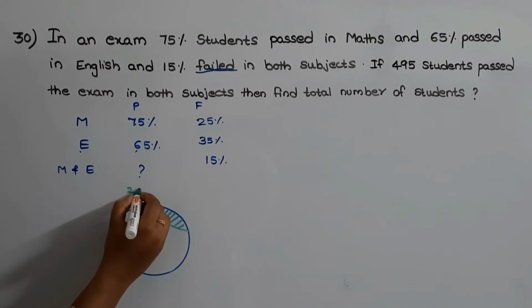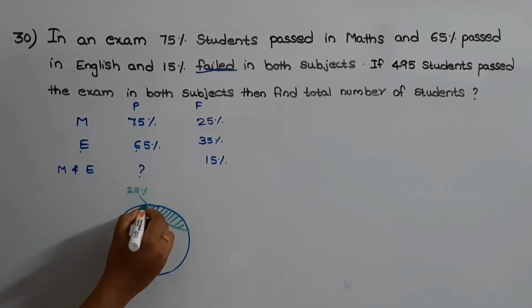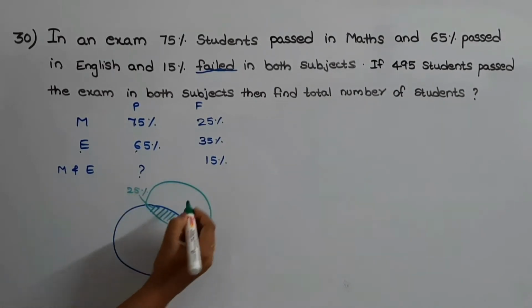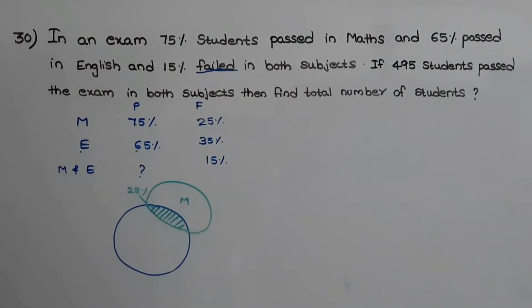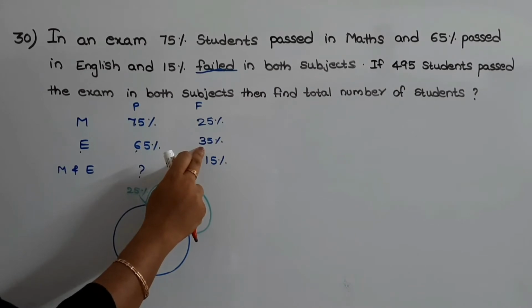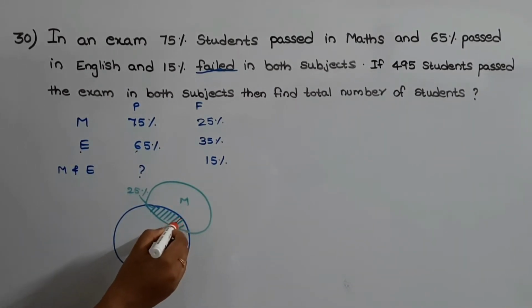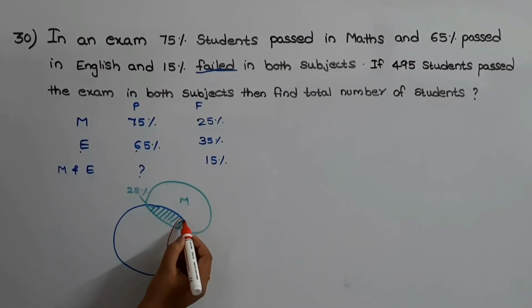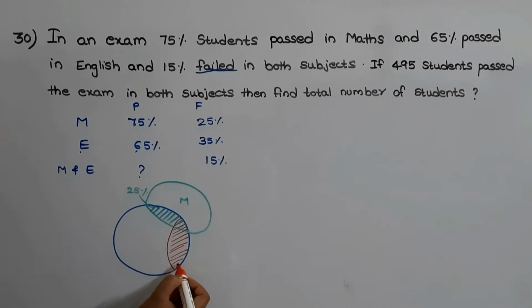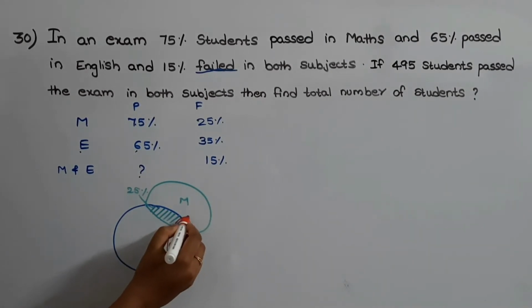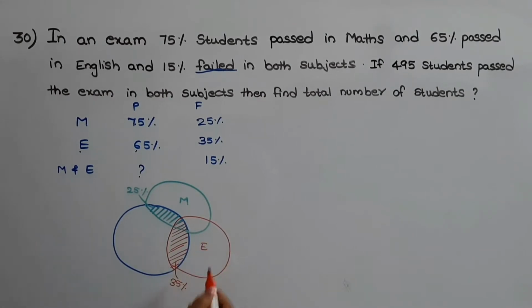Okay. So this is 25%. So let us consider this as the circle for maths. Now they are telling that 35% of the students failed in English. So if we consider this as the part of students who failed in English, let us take this as 35. So let us take this circle for English.